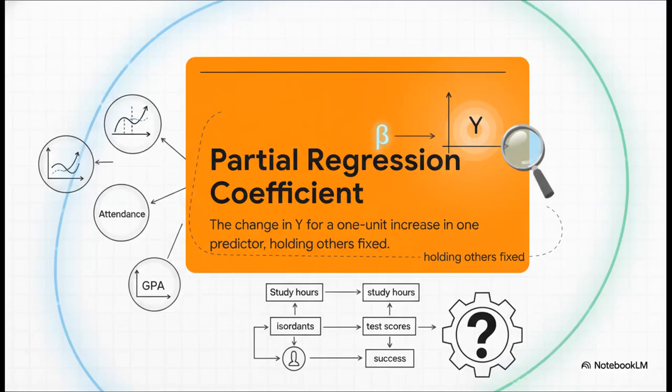And this is the real magic of multiple regression. Each one of those coefficients, those betas, is what we call a partial coefficient. What does that mean? It tells you the unique, isolated effect of one variable while we mathematically hold all the other variables perfectly still. It lets us ask, what's the impact of just study hours completely separate from attendance or GPA? It is an absolute game changer for analysis.